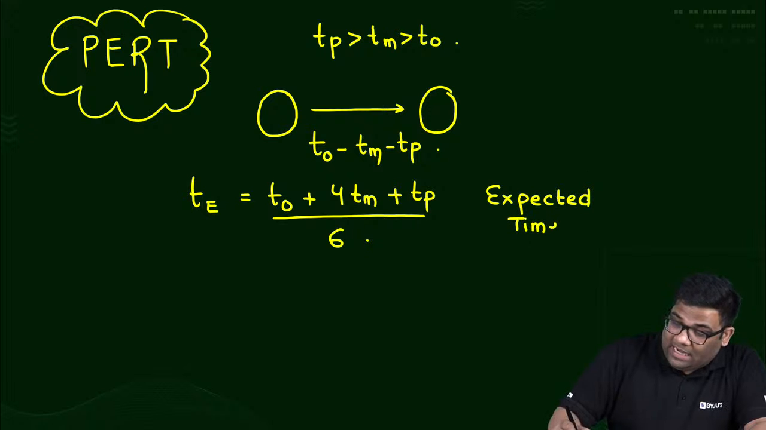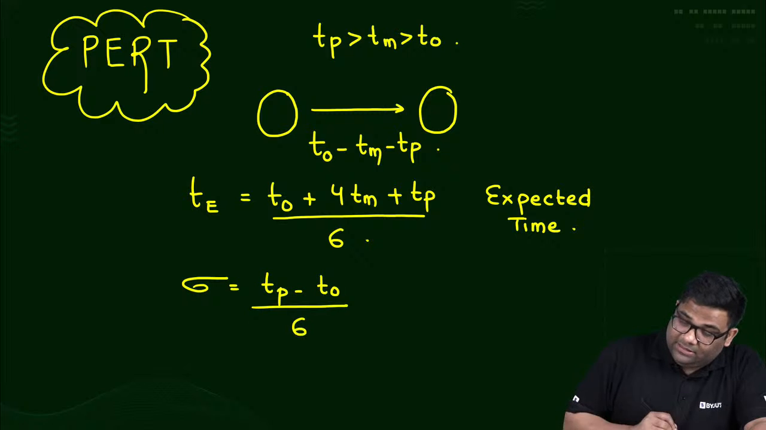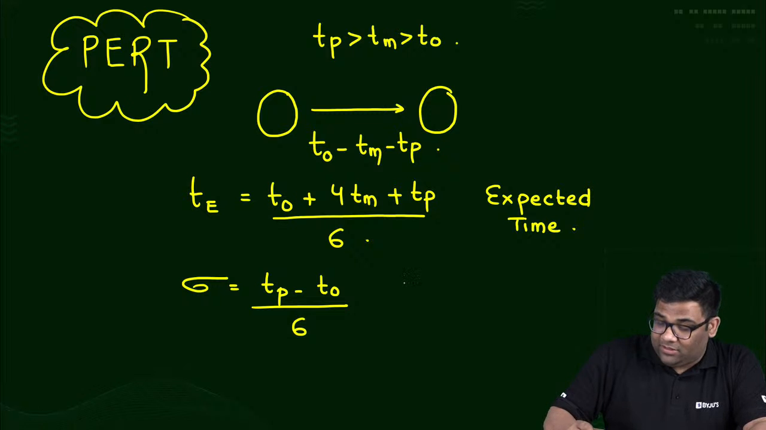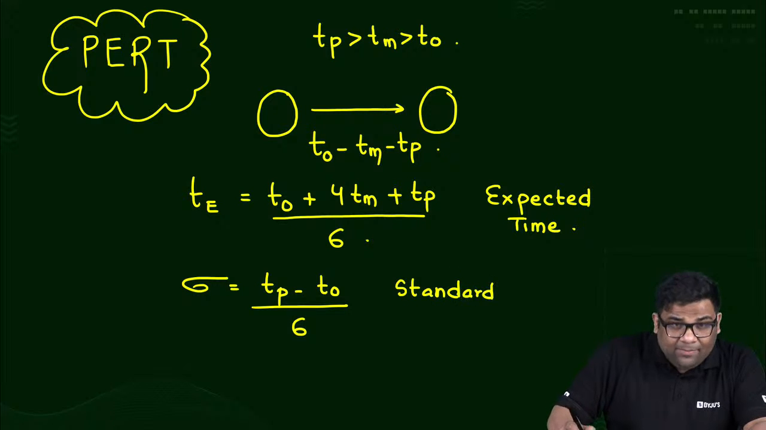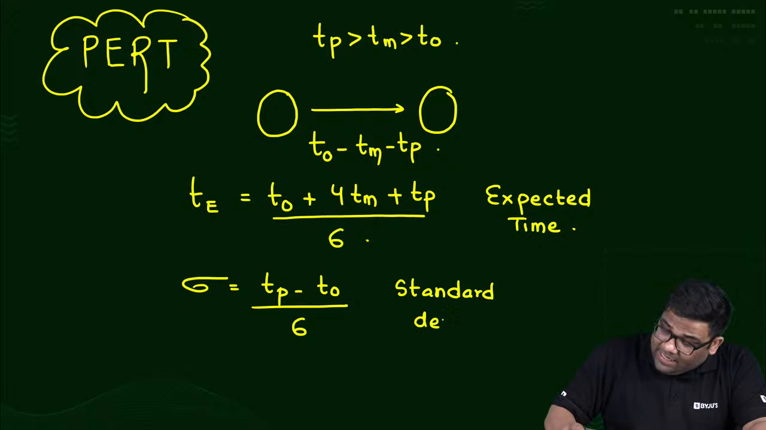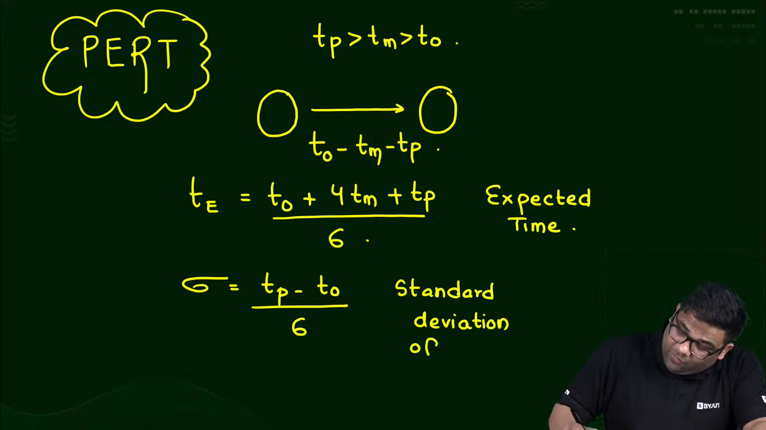And the standard deviation of this activity will be how much? Standard deviation will be TP minus T naught divided by 6. Standard deviation means the standard deviation of the time of this activity, right?